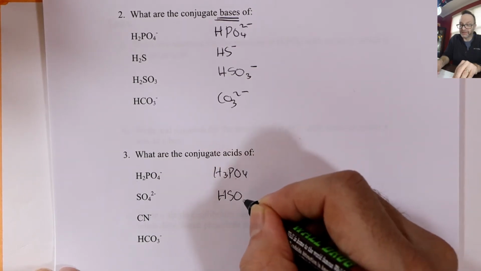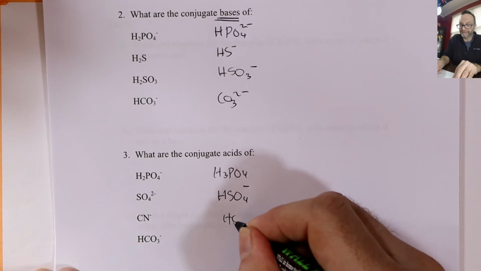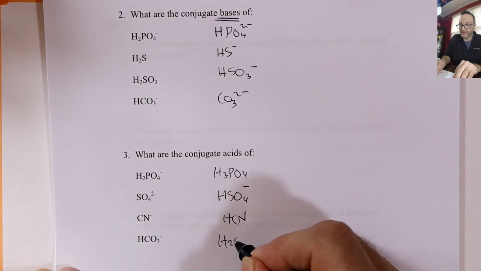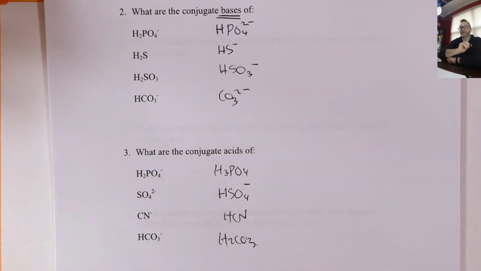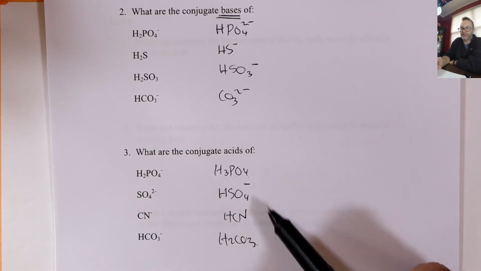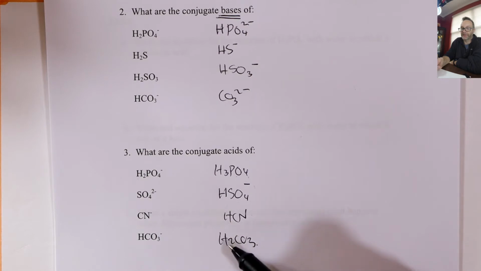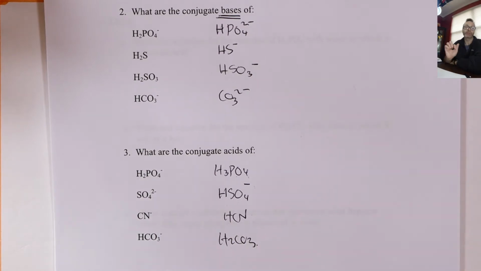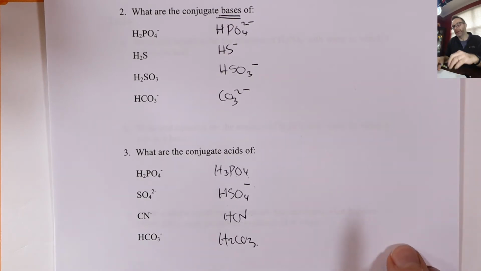Feel free to pause me, right? There we go. Hopefully that makes sense. H3PO4, HSO4 minus, the hydrogen sulfate ion, hydrogen cyanide, carbonic acid, hydrogen carbonate. Okay. Again, it's like an accounting thing, right? As long as you got the definition correct, okay? Acids lose protons to become conjugate bases, right? If you remember that one, you can kind of do the reverse for bases. All right.